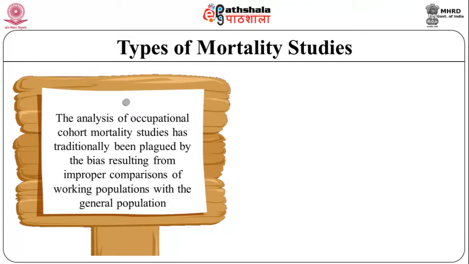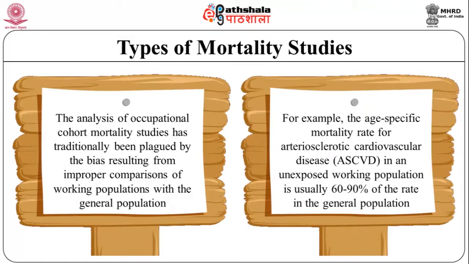Now let us discuss the different types of mortality studies. The analysis of occupational cohort mortality studies has traditionally been plagued by the bias resulting from improper comparisons of working populations with the general population. For example, the age-specific mortality rate for arteriosclerotic cardiovascular disease in an unexposed working population is usually 60 to 90% of the rate in the general population.